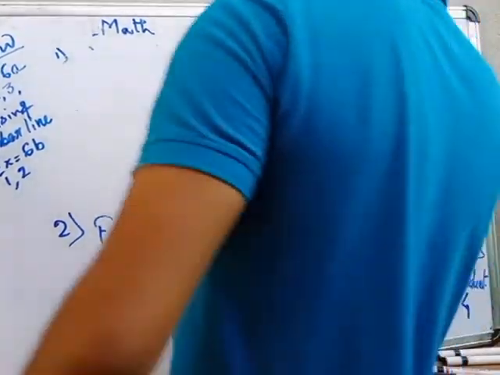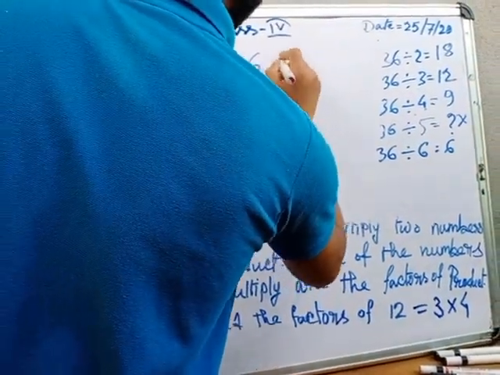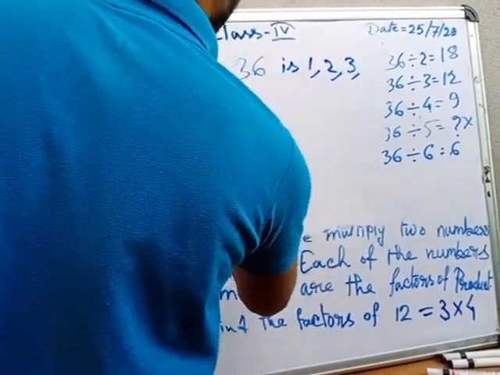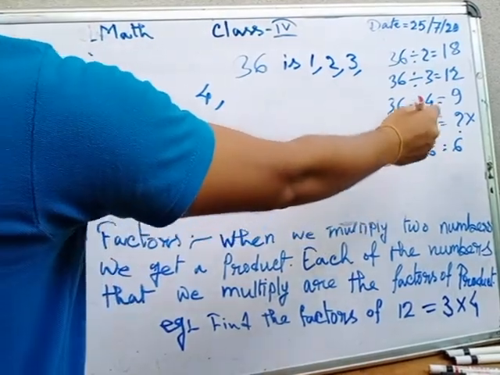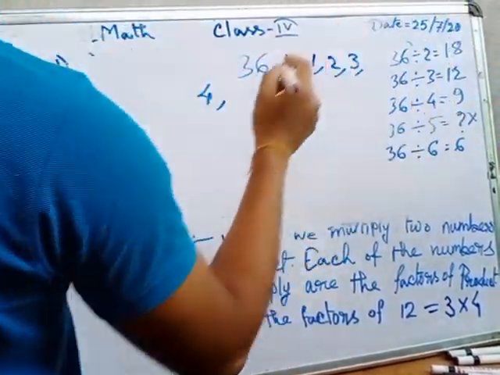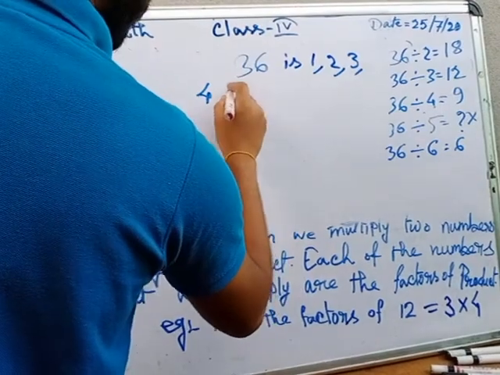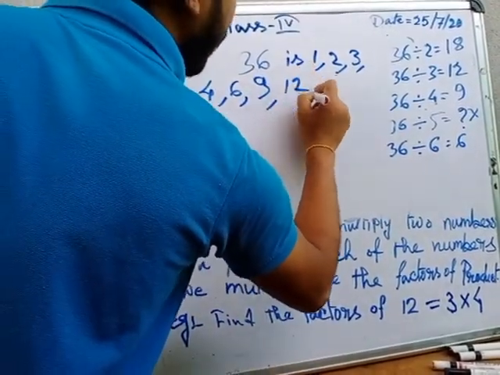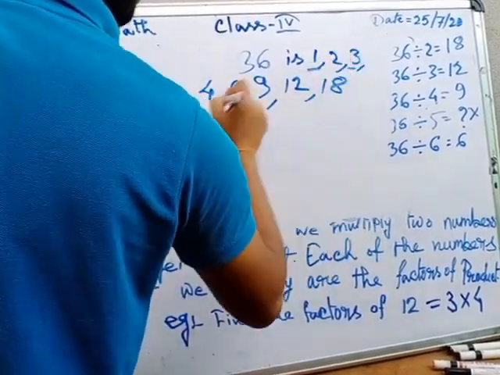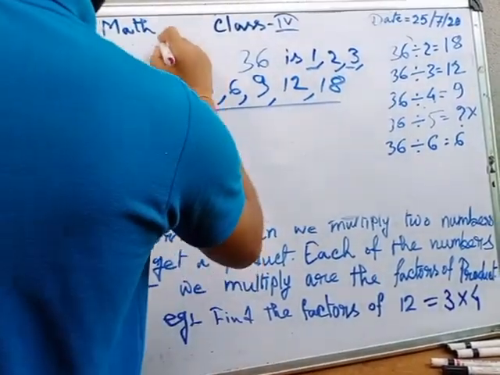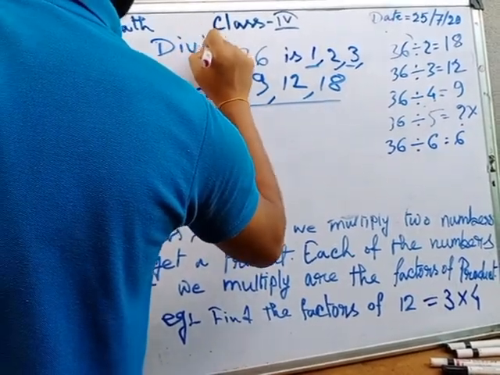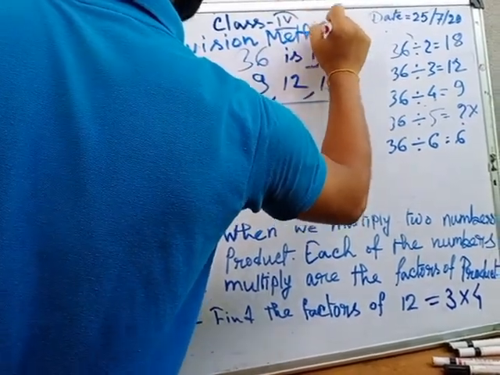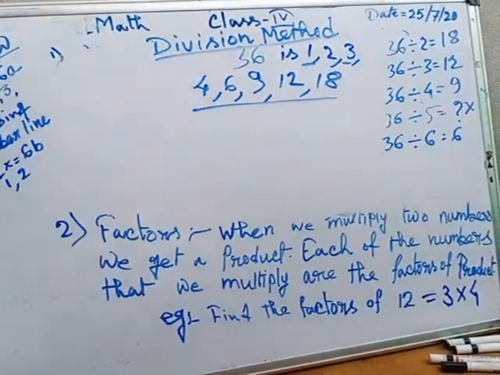So the factors of 36 are 1, 2, 3, 4, then 6, then 9, 12 and 18 at last. By which numbers can we divide 36? These are the factors of 36. This one is called the division method. By this division method, we can find the factors like this.